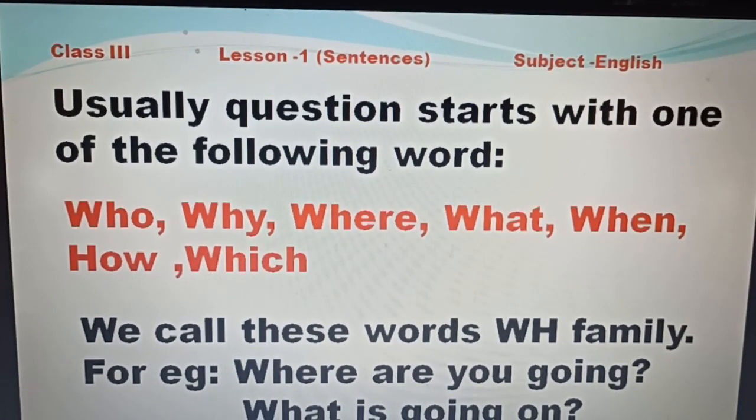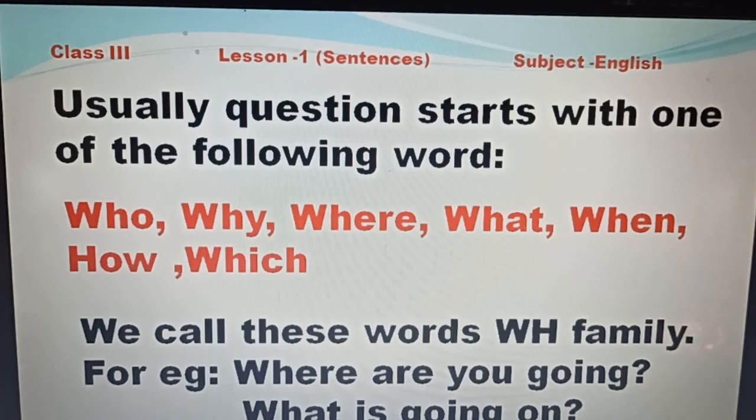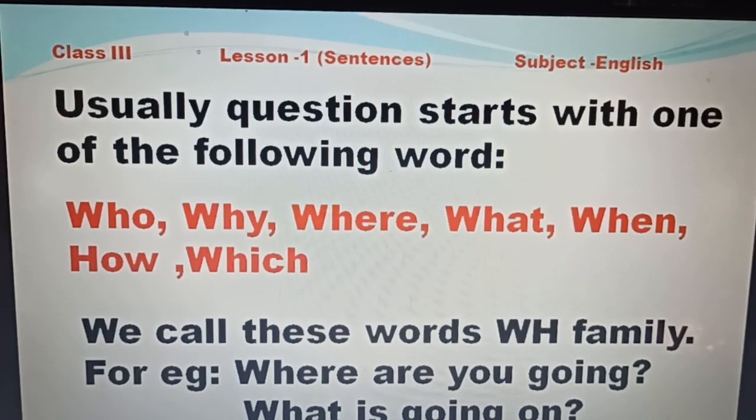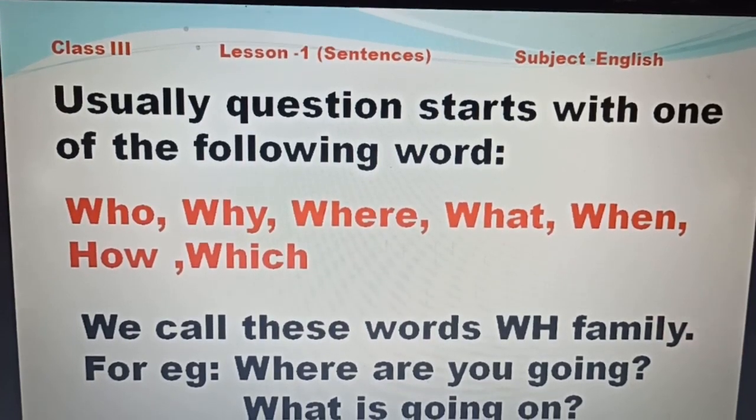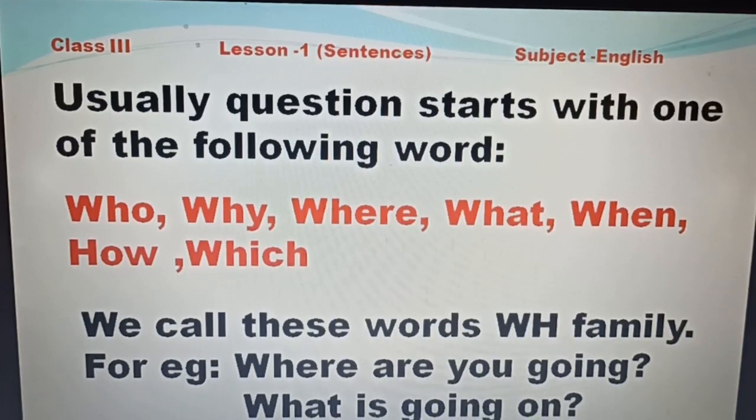So, I have just given you examples of WH family words, which help you make questions.